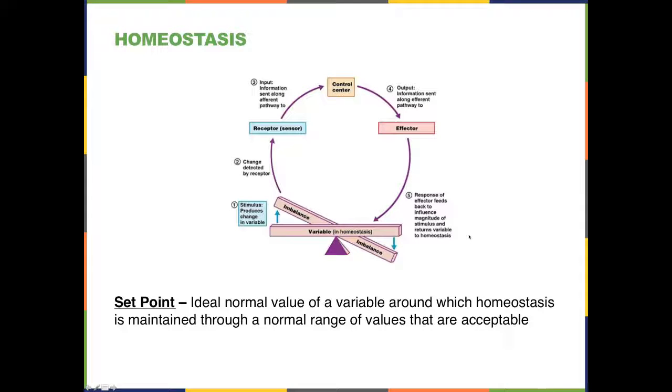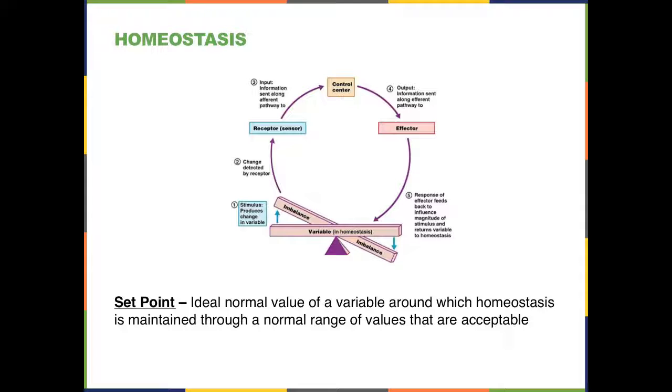Now, one of the most important parts is how the body or how the organism decides what it wants to keep things at, and that's called the set point. The set point is the ideal normal value of a variable that the homeostatic mechanisms are arranged in order to maintain around this normal value. So the variable, whatever it is, a set point is thought to be the standard for that value.